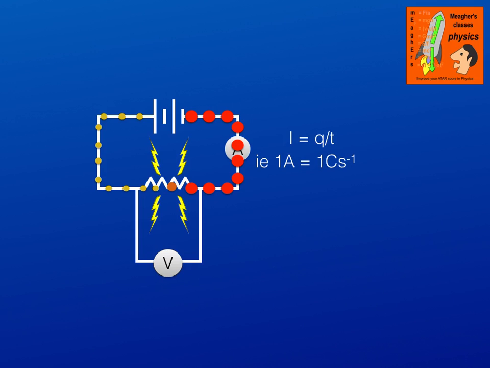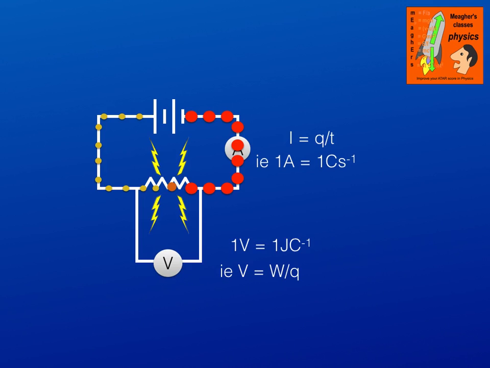So the energy per charge will be joules per coulomb, and that's what we define 1 volt to be. 1 volt is 1 joule per coulomb. Or to rewrite that as a formula, we'll say that the voltage is the work divided by the charge, or the energy divided by the charge. Now, with that information there, we can do a few little things.